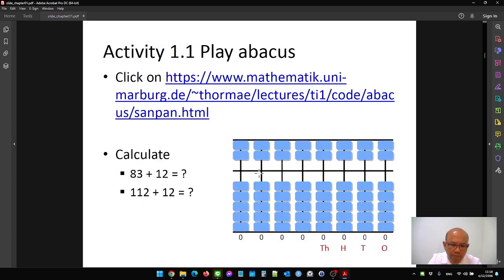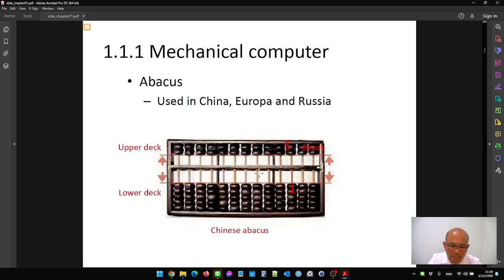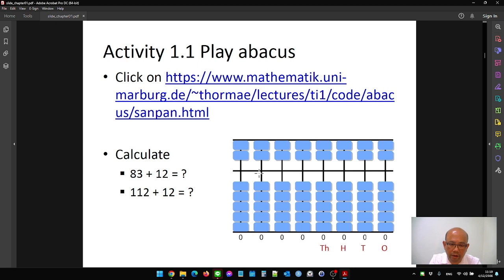There is an abacus in Chinese style and an abacus in Japanese style. It is the same thing but with different techniques for calculation. Here, in the first activity, we will play with the abacus. That is a simulation from the internet. We are using these links.